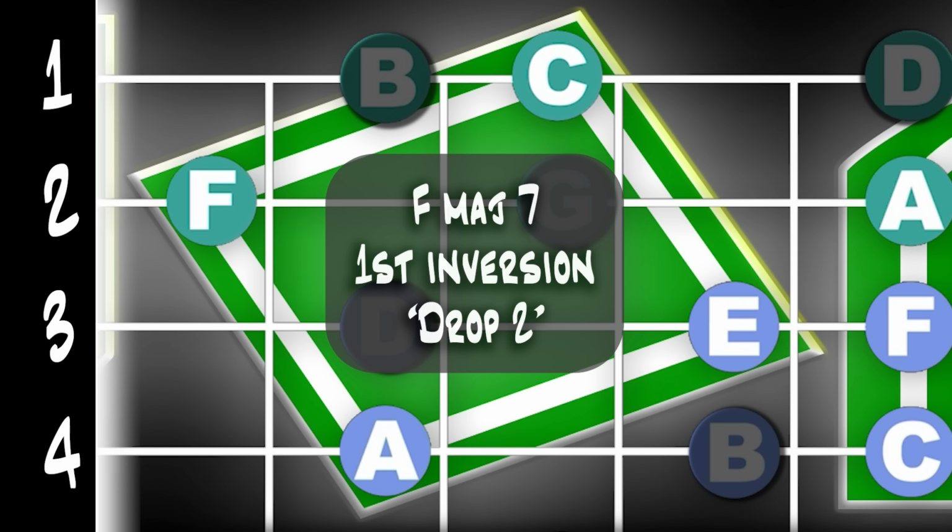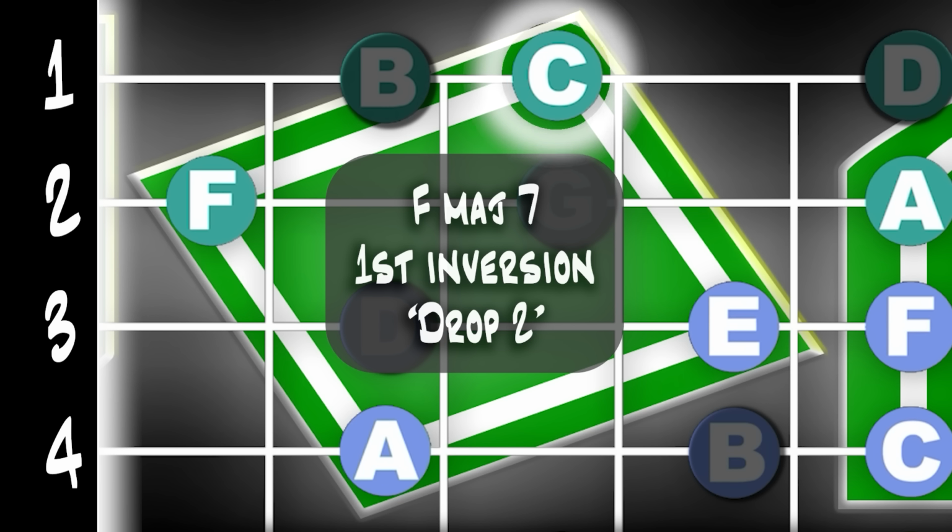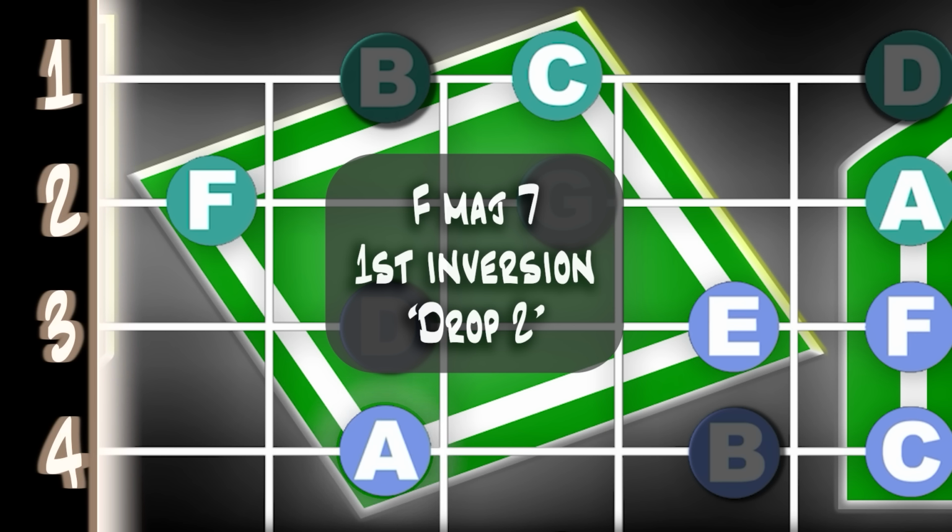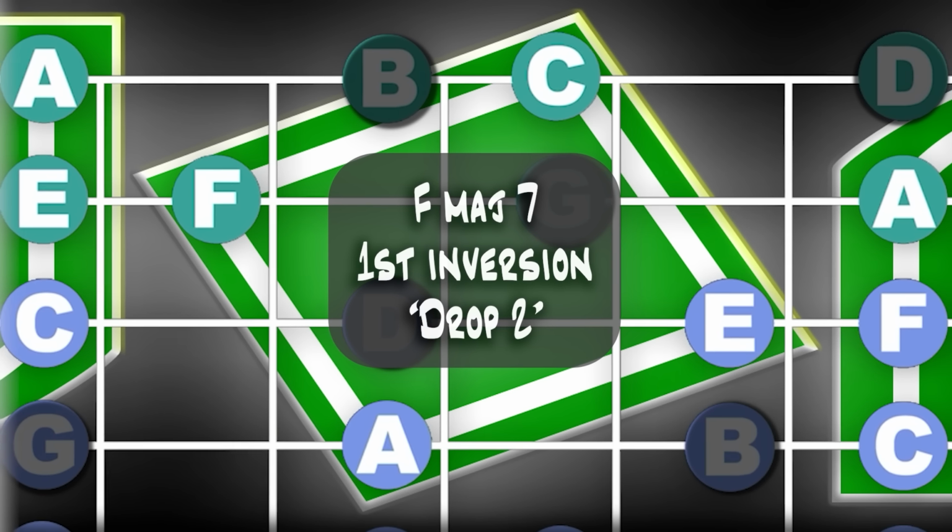This is an F major 7 first inversion drop-2 chord on the 4 top strings of the guitar. But what does that mean?